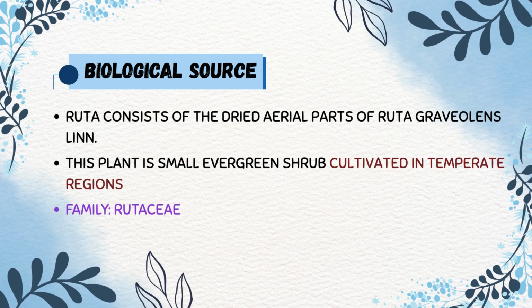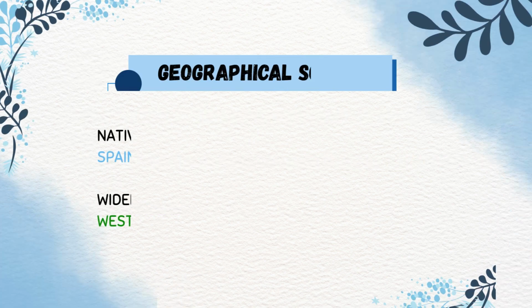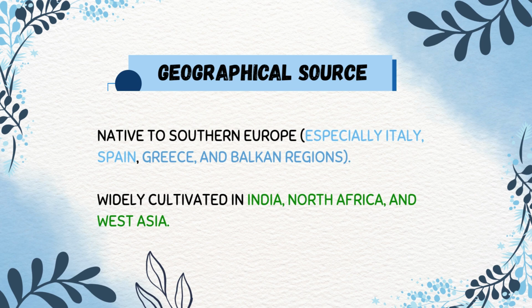Biological source. RUTA consists of dried aerial parts of RUTA graveolens Linn. This plant is a small evergreen shrub cultivated in temperate regions. Family is Rutaceae. Geographical source of RUTA. It is native to southern Europe, especially Italy, Spain, Greece and Balkan regions, and also widely cultivated in India, North Africa and West Asia.